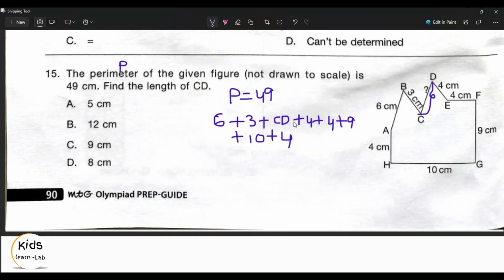6 plus 3 is 9. 9 plus 4 is 13. 13 plus 4 is 17. 17 plus 9 is 26. 26 plus 10, 36. 36 plus 4 is 40. So CD is equal to 49 minus 40. CD is equal to 9 centimeters. So option C is the right answer, children.